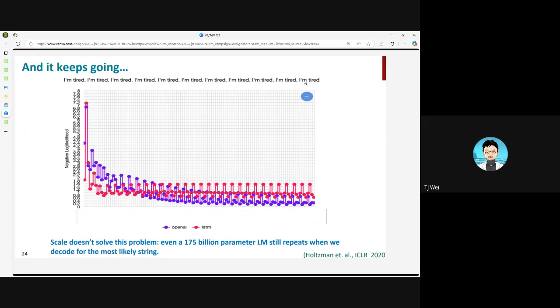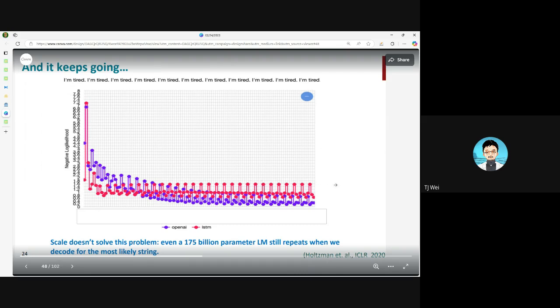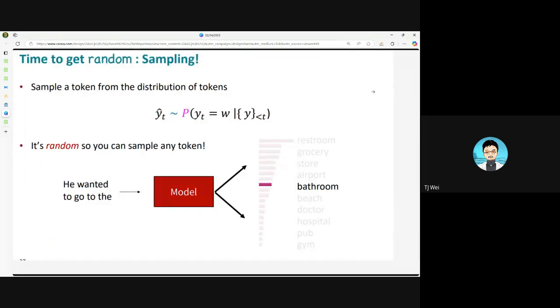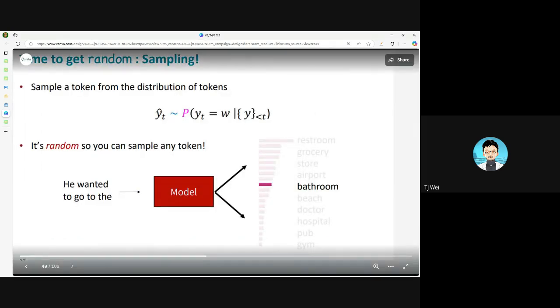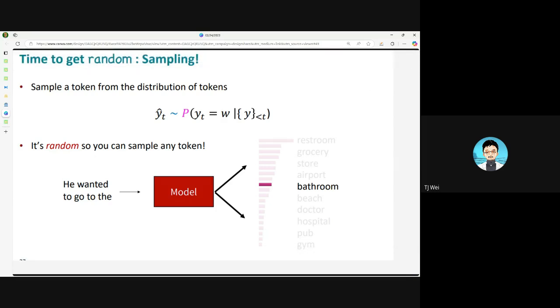This is the right answer. So this is a drawback of using the greedy. And sometimes you need variety, because like people, when we answer something, we will vary according to different situations. Okay, so the typical way is to use the probability itself to do a random sampling.